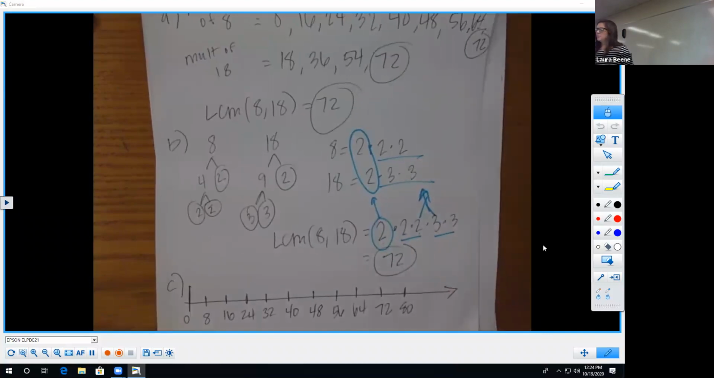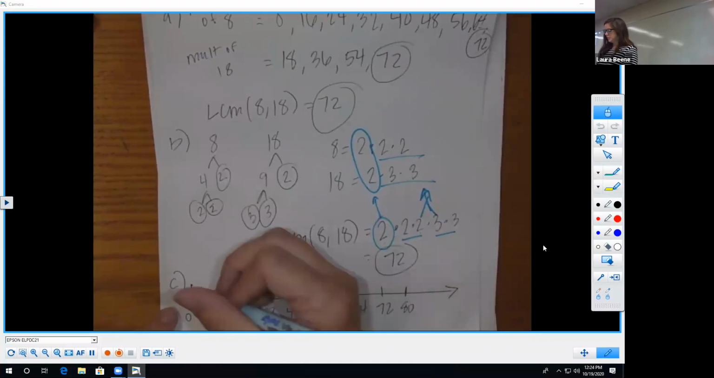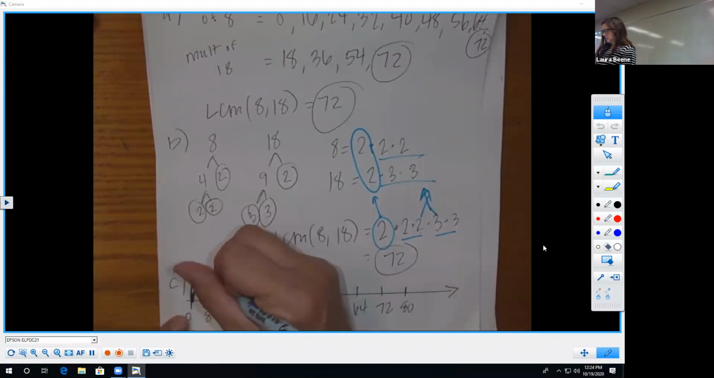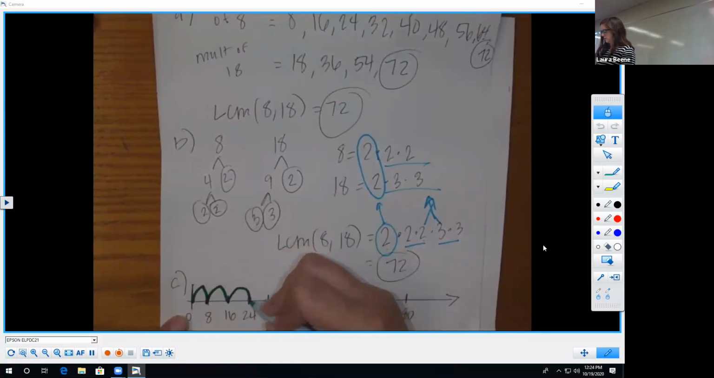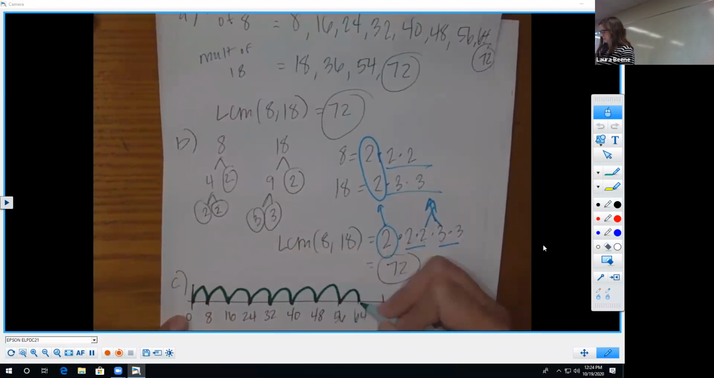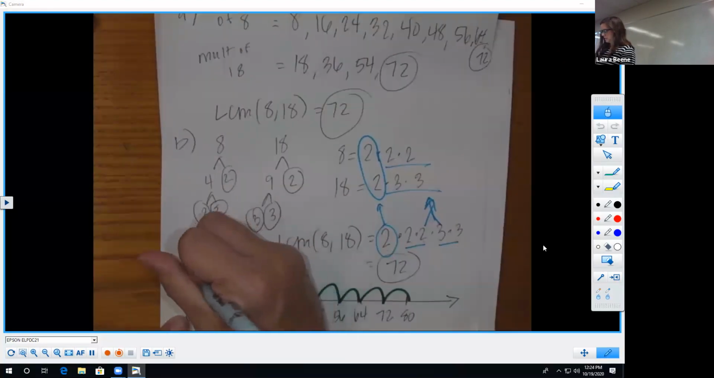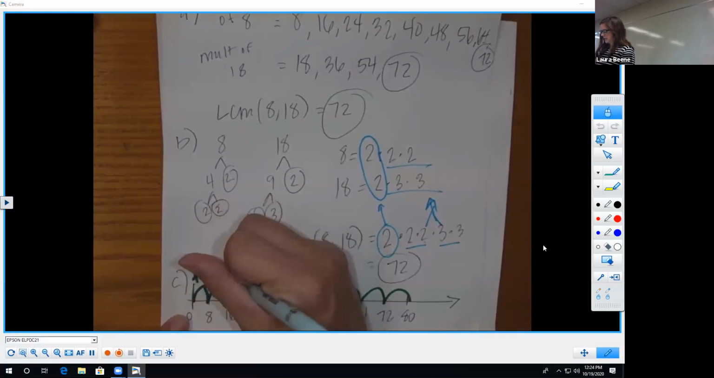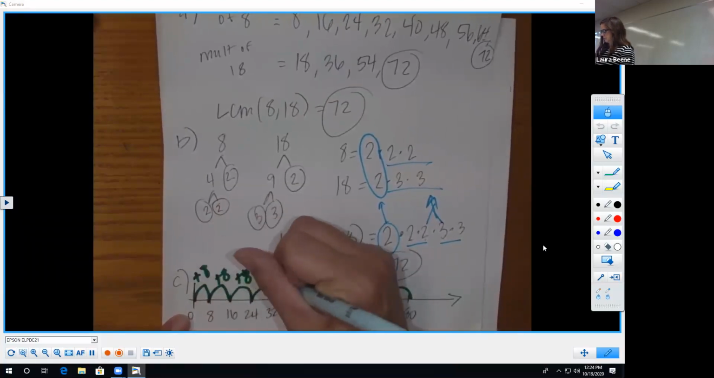So on my number line, the multiples of 8 are all those different ones. And the way we get to each one is by adding 8 each time. So this is like plus 8, and so on and so forth.